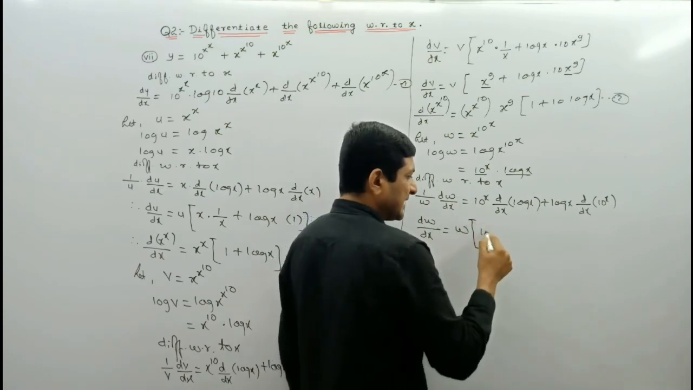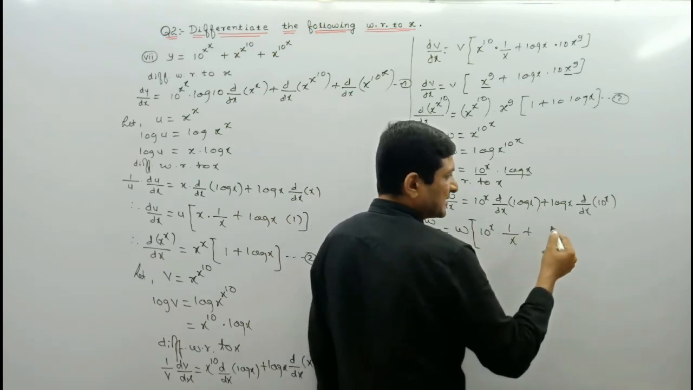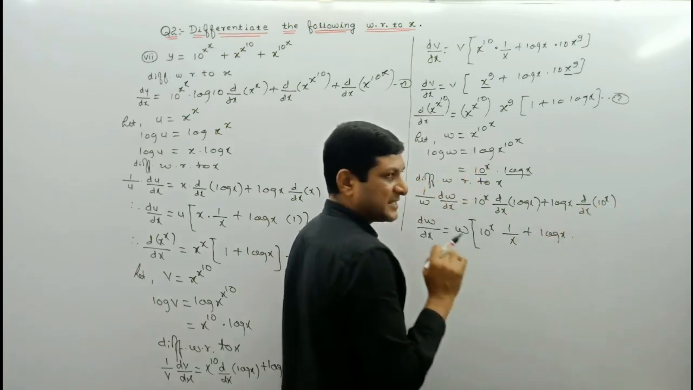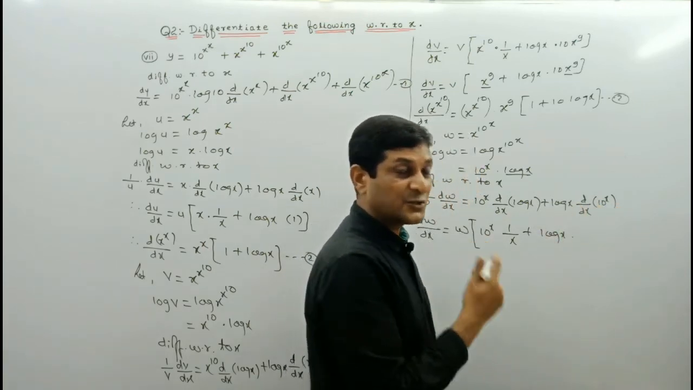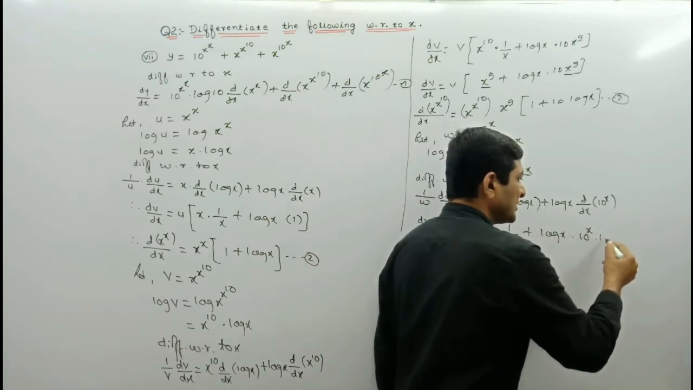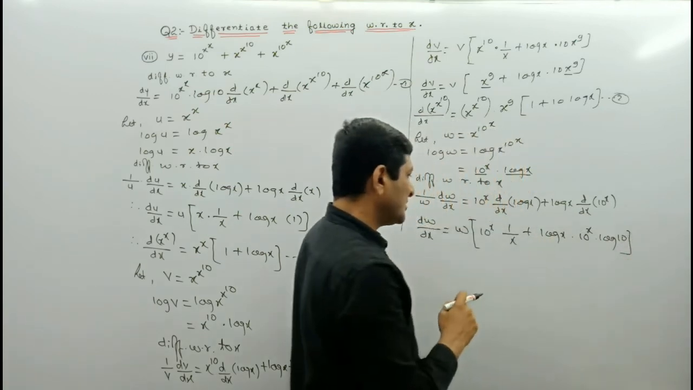On this side 10 raised to power x, keep it as it is. What is derivative of log x? 1 by x, plus here log x, keep it as it is. Now we are finding differentiation of 10 raised to power x, which is in the form of a raised to power x, and we know that derivative of a raised to power x is a raised to power x into log a. A is what here? 10. So in this way differentiation is completed.